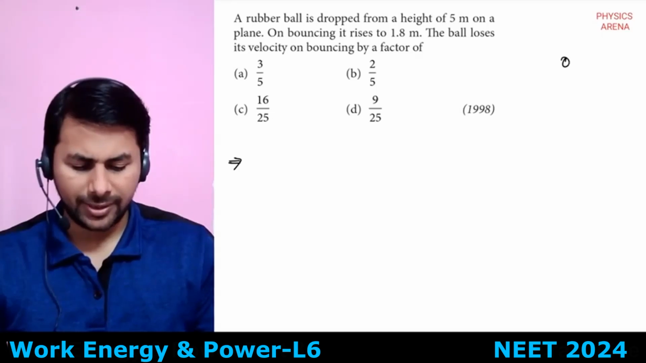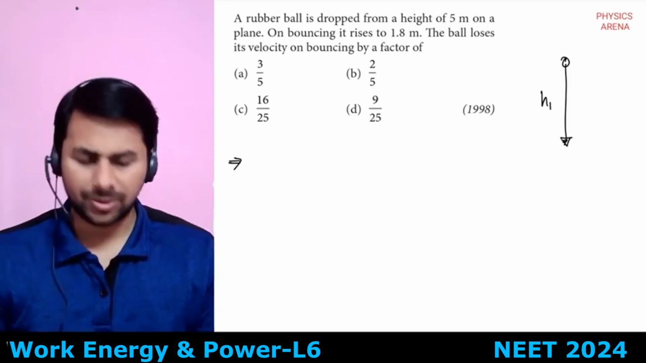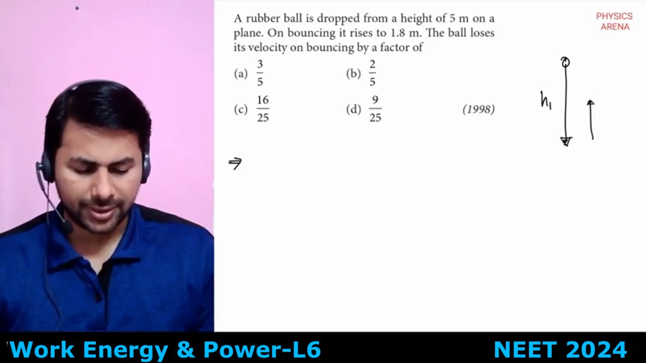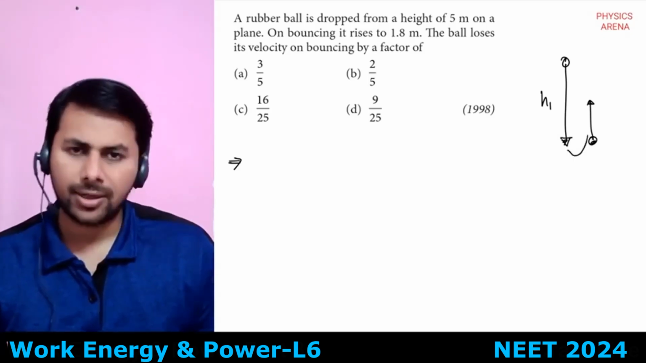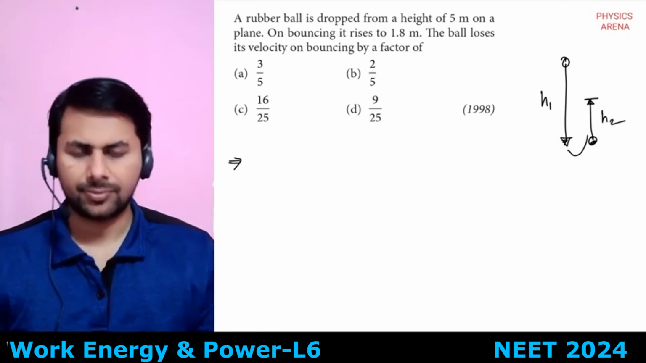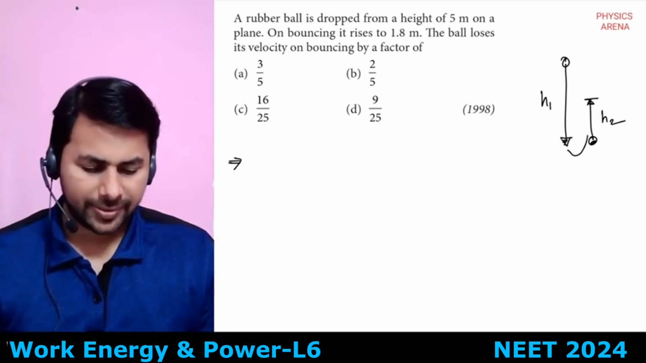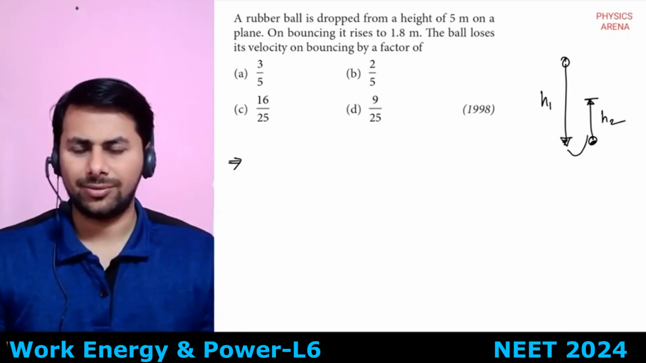It is dropped from some height. It falls with some velocity. Let's call this h1, and it rebounds and goes to this height. Let's call it h2. So with what factor does it lose its velocity? This is the question.